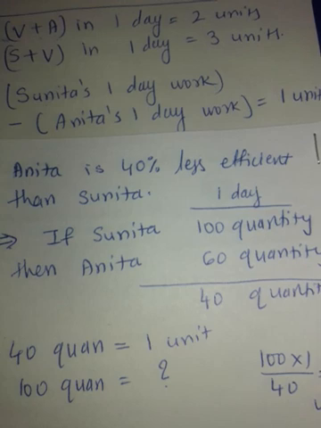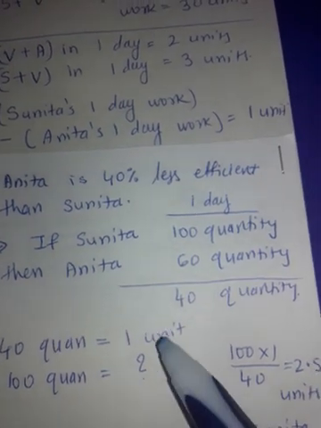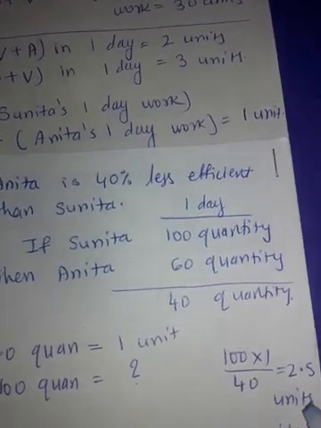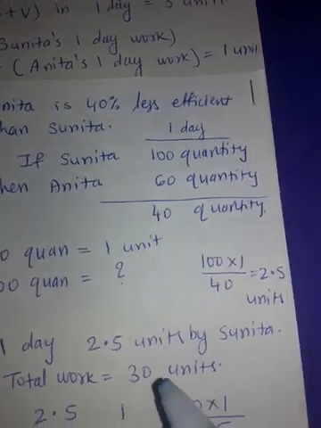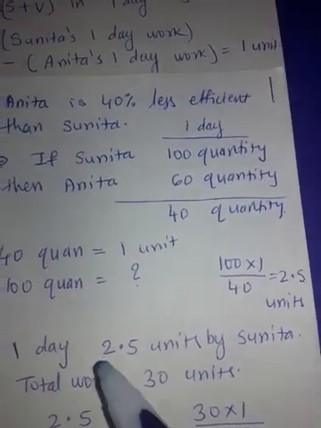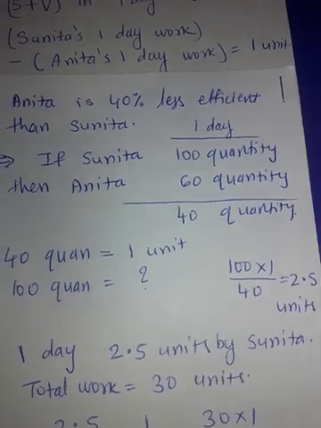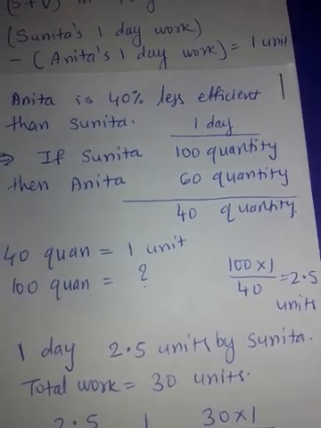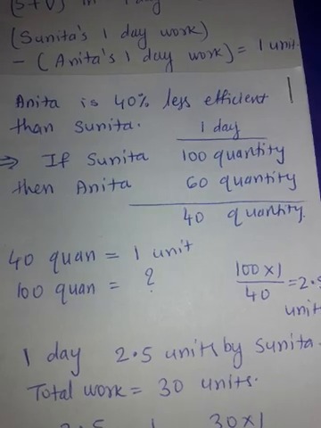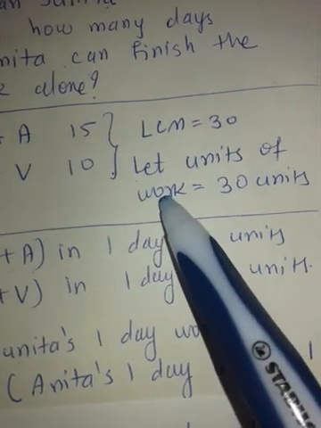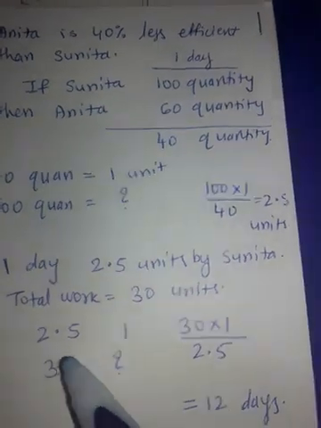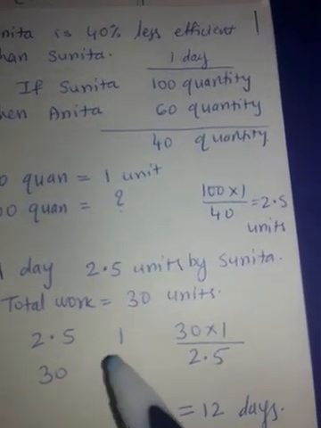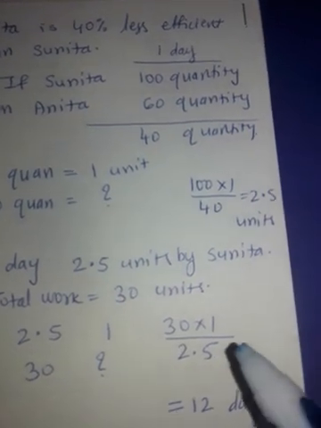100 quantity is equal to how many units? 100 into 1 divided by 40, that is 2.5 units. So Sunita in one day finishes 2.5 units of work, that much we know. But we already know that total work is 30 units. See here, total units of work is 30. So 2.5 is finished in one day. 30 is finished in how many days?